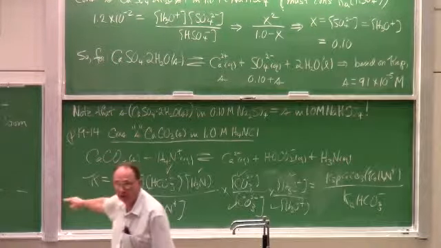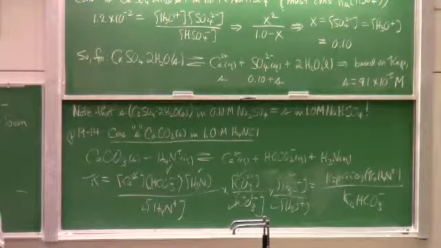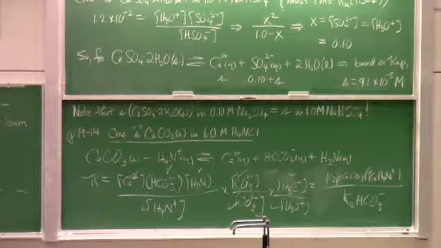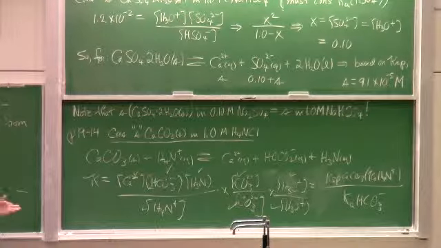Did I have to use Ka ammonium ion? No. I could have operated with Kb ammonia. Did I have to use Ka bicarb? No. I could have operated with Kb carbonate. It doesn't make any difference. I was going to get the same answer. And now you just put in the numbers.